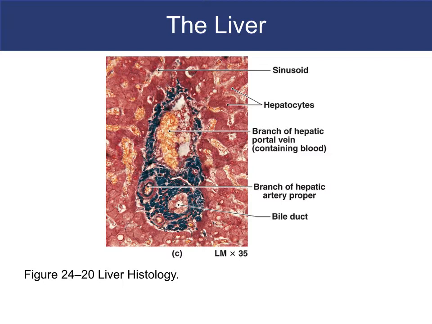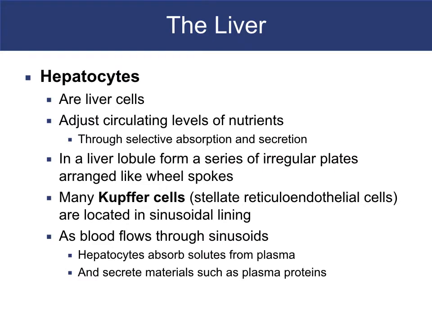Nice close-up picture. The bile duct always has cuboidal epithelium, I believe, and some muscle around it. Here's a branch of the hepatic artery. Here's a branch of the portal vein. Remember, veins are always bigger and thin-walled. A lot of hepatocytes. These are just liver cells working their way through the liver.